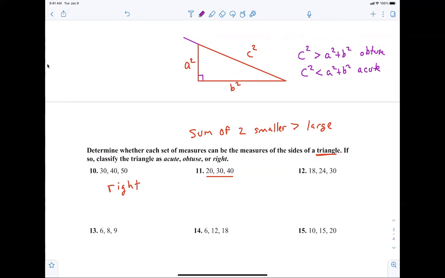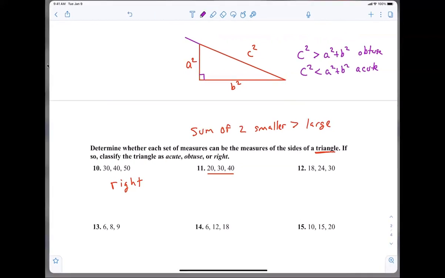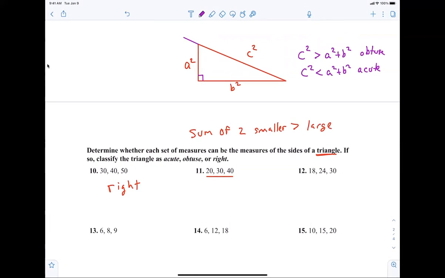If I shorten c, that creates an acute angle. If I lengthen c, it creates an obtuse angle. So these are the rules. If c squared equals a squared plus b squared, it's a right triangle. Everybody good with that?